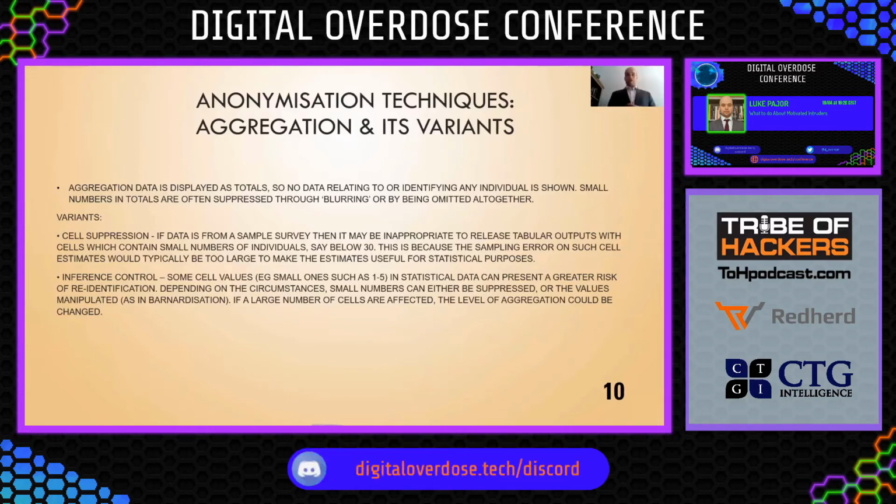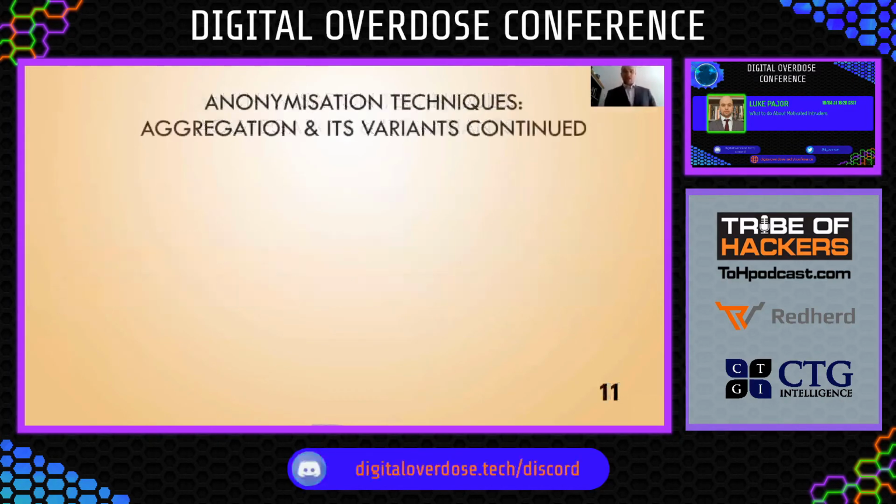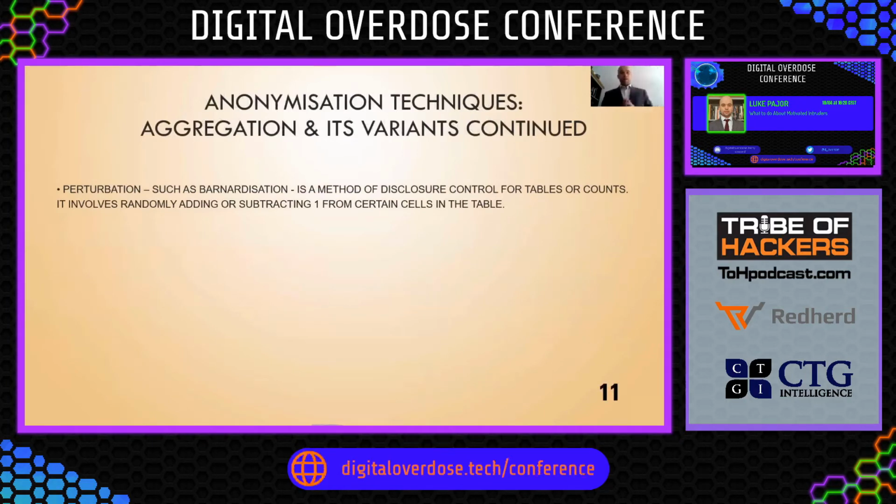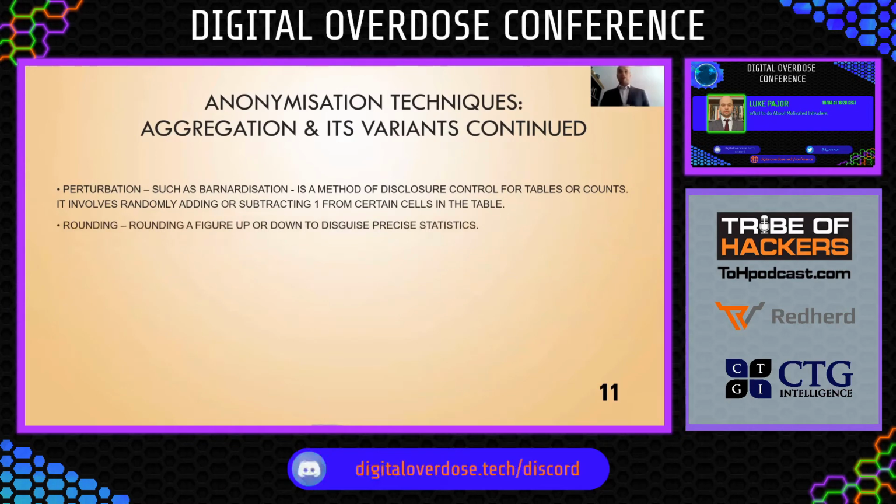We now move on to inference control, which is when some cell values, let's say 1 to 5, in statistical data can present a greater risk of re-identification. This is dependent on the circumstances, so small numbers can either be suppressed or values manipulated, which is often referred to as Bernardization. If a large number of cells are affected, then the level of aggregation can be changed. This also brings us to perturbation, which is a method of disclosure control for tables or counts. It involves randomly adding or subtracting 1 from certain cells in the table. Rounding, which is rounding a figure up and down to disguise precise statistics.